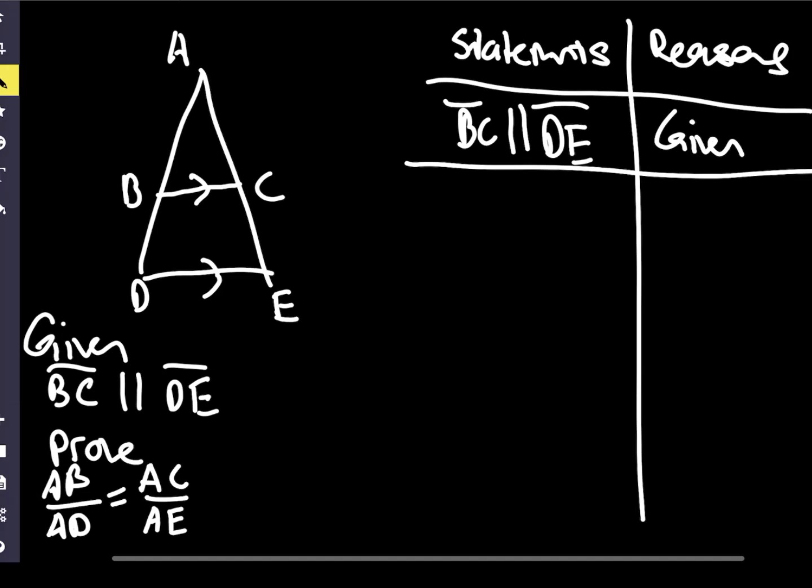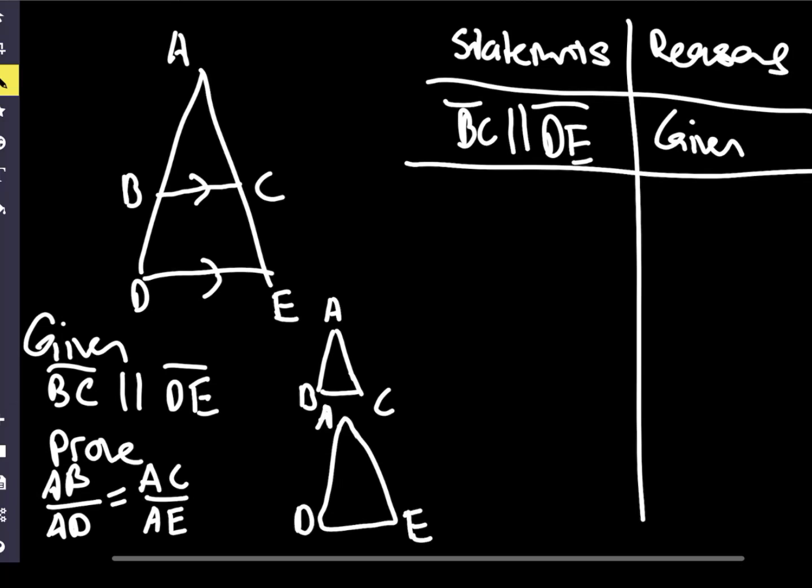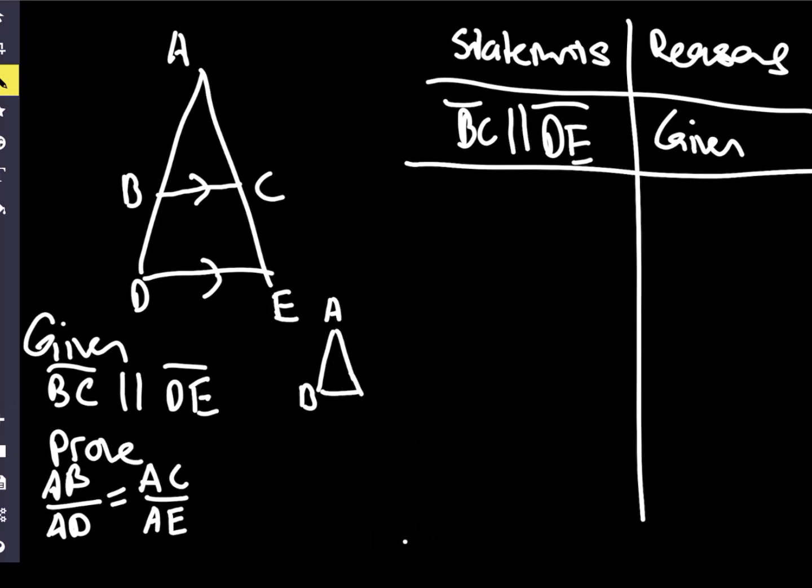So what we want to do is prove this triangle. If I just separate these two triangles, I want to prove that triangle ABC is similar to triangle ADE. Why? Because we know that in similar triangles, their sides are in proportion, meaning that this small side divided by this big side is equal to this small side divided by this big side, right? So because their sides are in proportion, we've got to prove that they're similar first. So let's do it.